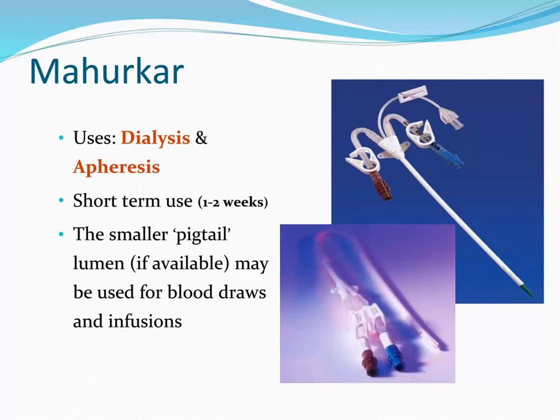The Mahurkar is another commonly used line in our ICU, and this CVL is used for dialysis and apheresis. If you're lucky, the one you will be using will have a pigtail lumen, and this can be used for infusions, blood draws, and CVP monitoring. The standard Mahurkar is a 12 French and has two 15-gauge dialysis ports and a 19-gauge pigtail.